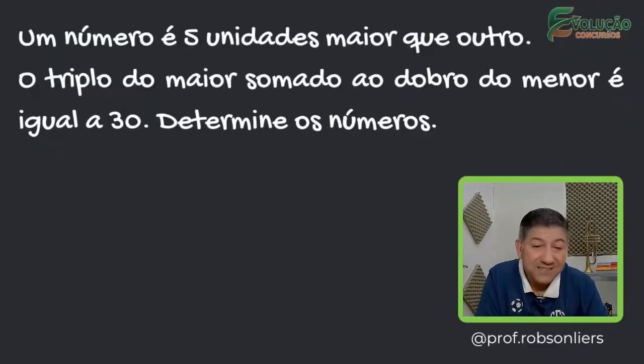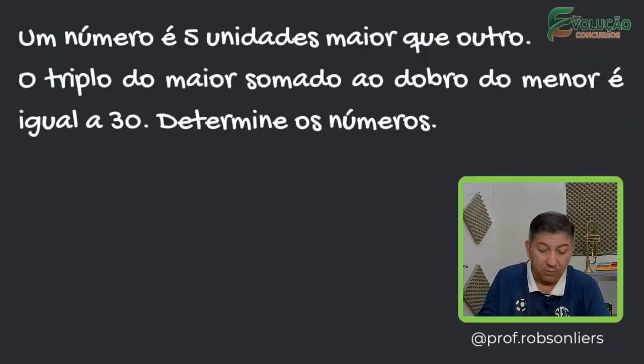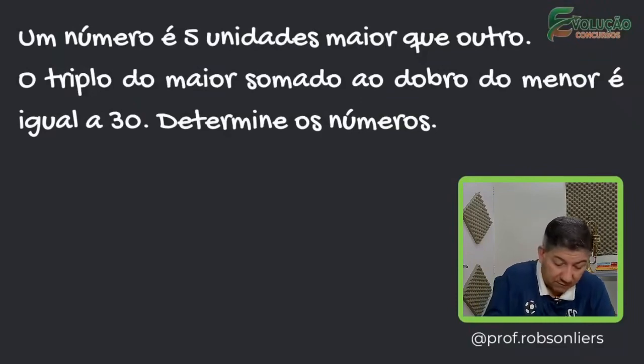Look, one number is 5 units greater than the other. 3 times the larger number plus twice the smaller number equals 30. Find the numbers. Well, we don't know what those numbers are. I'm going to represent the smaller one as x, and the larger one.